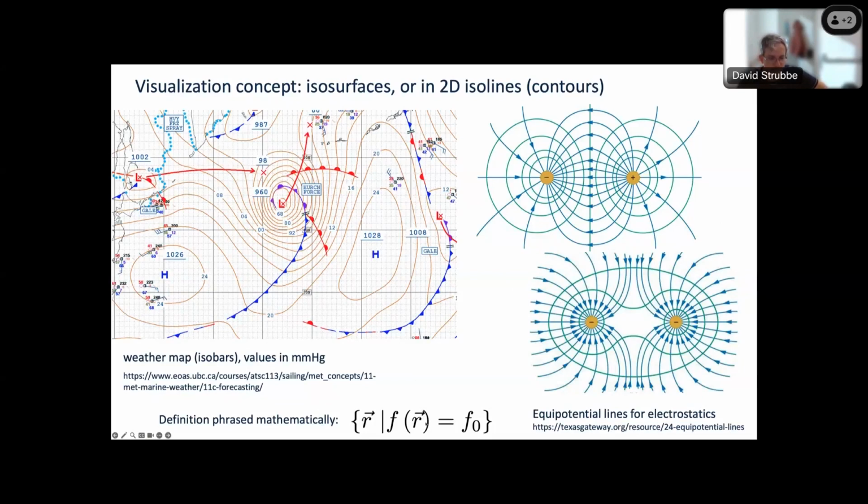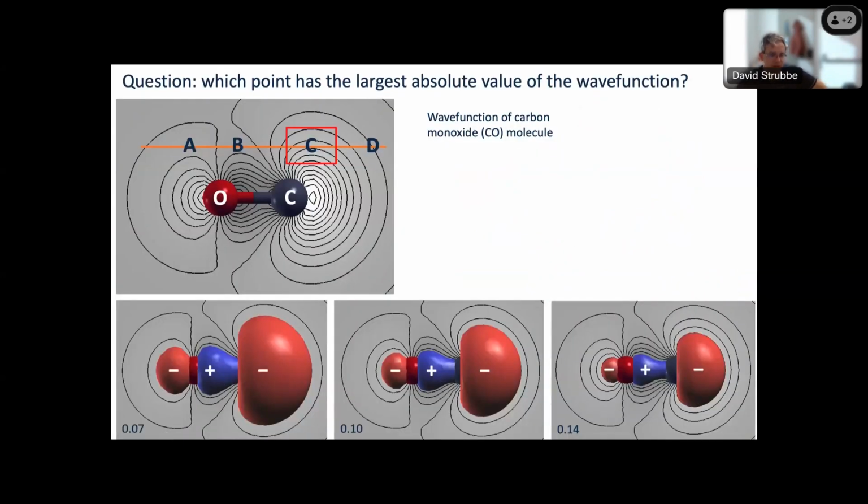And of course, mathematically, this is a set of points where some function, such as the pressure or the potential, has a given value. And we even did a little practice thinking about a wave function for carbon monoxide here, and thinking about the relationship between these contour lines in a 2D cut and the isosurfaces that you get at different values of the iso value. So we can use that to figure out, basically, because there's this really big lobe here by the carbon atom, that means that we're going to have larger values of the wave function here.